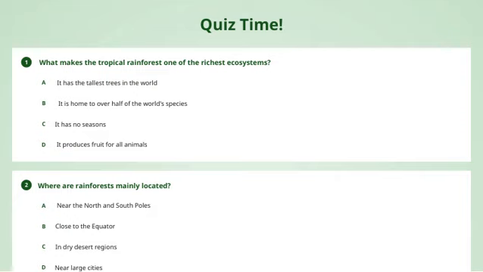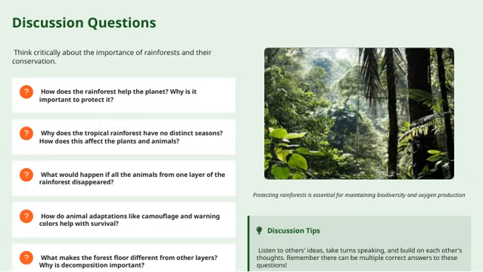Great job participating. Learning about these facts helps us understand just how vital rainforests are to our planet. Let's take a moment to think critically about the importance of rainforests and why their conservation matters so much. Rainforests play a crucial role in maintaining the health of our planet. They help regulate the climate, support a vast diversity of life, and are a key source of oxygen. Protecting them is essential for sustaining life as we know it.